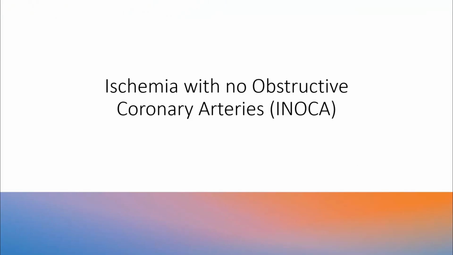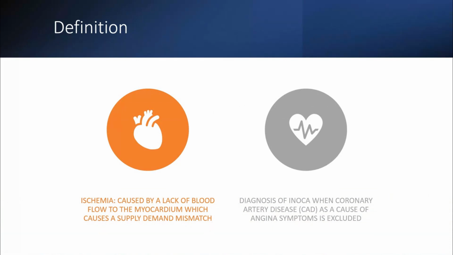Here we'll quickly talk about ischemia with no obstructive coronary arteries, also known as INOCA. So the definition is ischemia caused by a lack of blood flow to the myocardium, which causes a supply-demand mismatch. That's the definition. And diagnosis of INOCA is when the coronary artery disease as a cause of anginal symptoms is excluded.